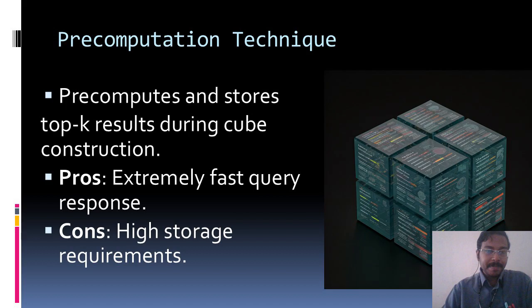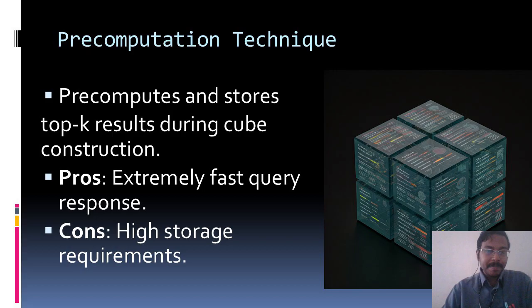In pre-computation, the cube stores top-k results upfront. This makes query response extremely fast. However, the downside is that it requires a lot of storage space, especially for large datasets.